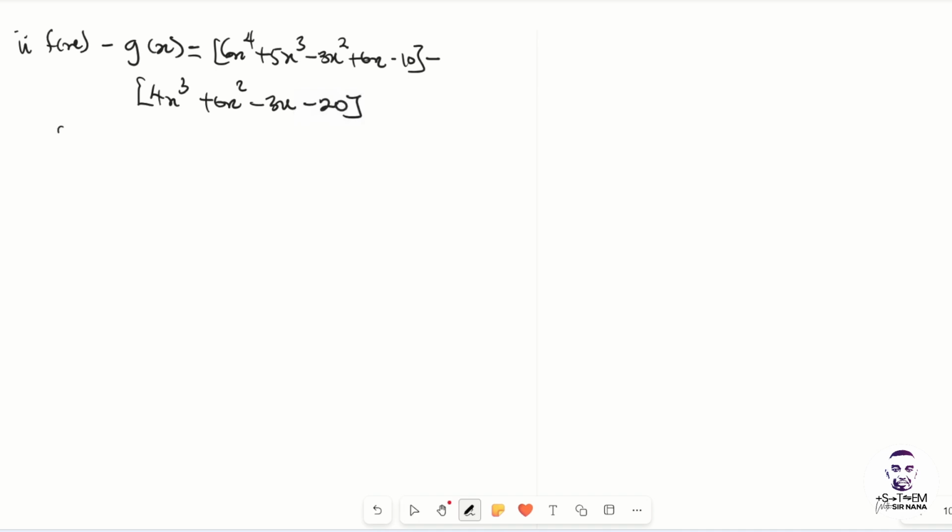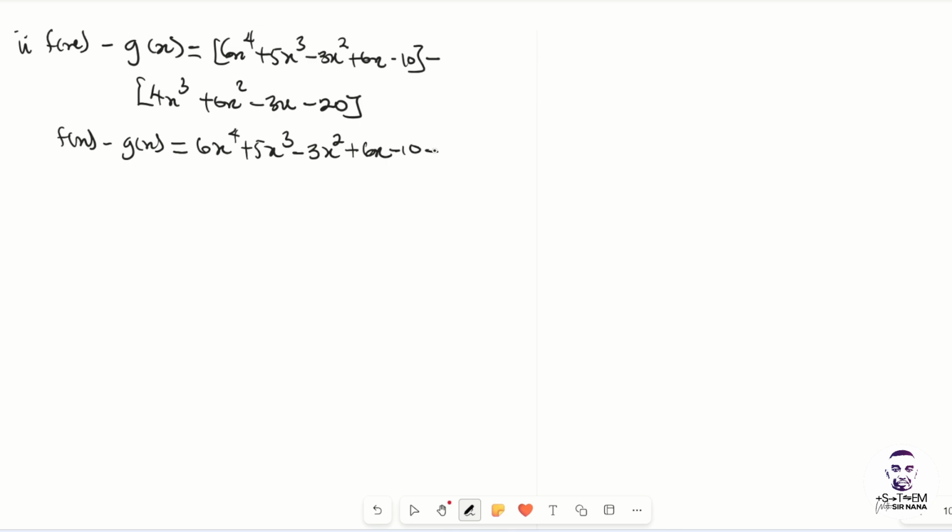So we are going to have our f of x minus g of x to be equal to 6x raised to the power 4, right? And then we have plus 5x cubed minus 3x squared, plus 6x minus 10, right? And then the negative affects everything in the bracket. So this is where you must be very careful. So negative affects everything in the bracket.